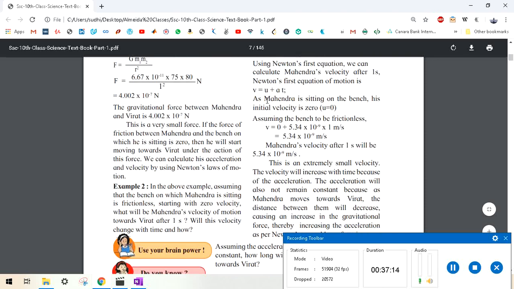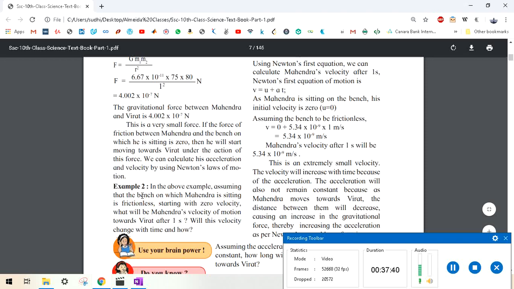And if you take the second example, here they are using v = u + at. That is very simple. There were 3 equations given by Newton. The first one is v = u + at. Now v is the final velocity, u is the initial velocity, a is the acceleration, and t is the time.